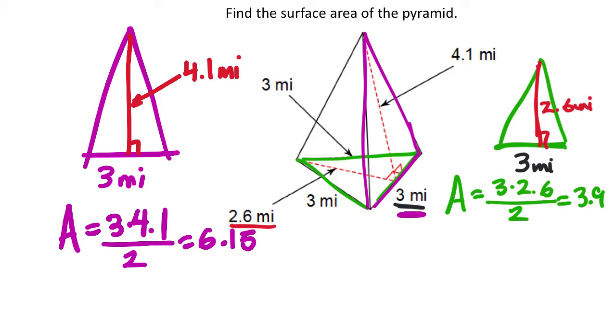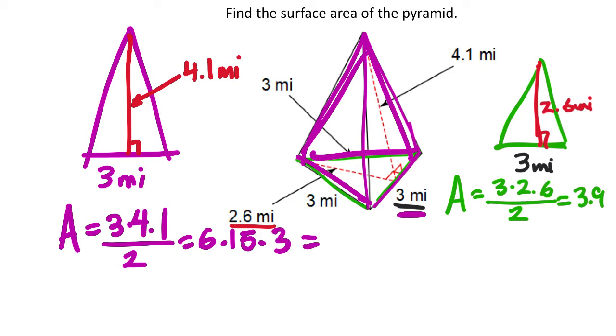Now, the next thing we need to understand is that that's only one of those lateral triangles. But how many of them were there? There's this other one right there. That's 2 and 3 right there. Yep. And we should expect there to be 3 because it's a triangular pyramid. So I'm going to take that 6.15 and multiply it by 3. What did that give me? 18.45.